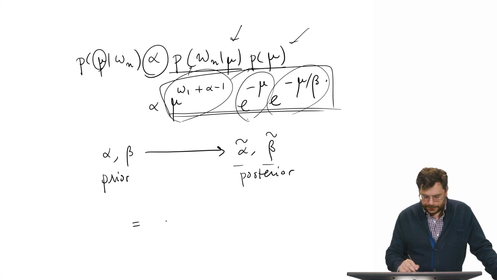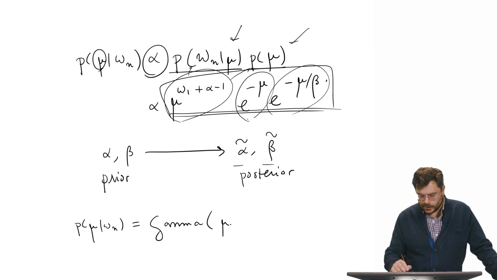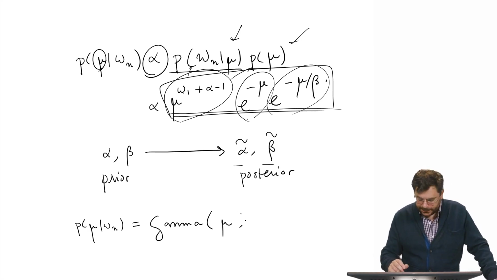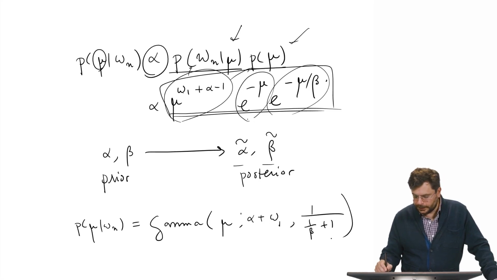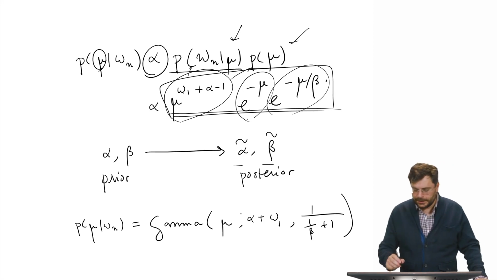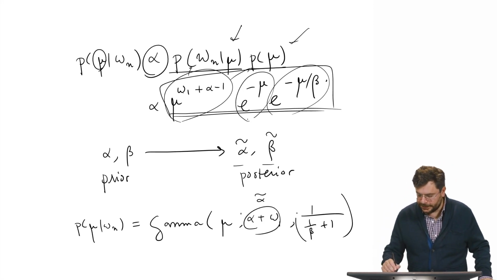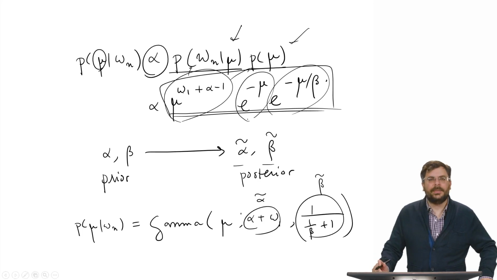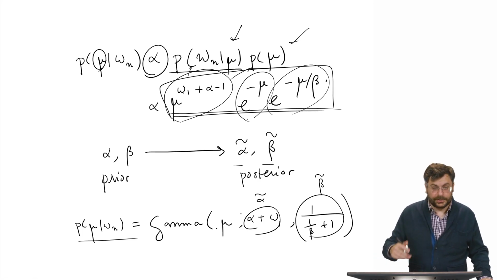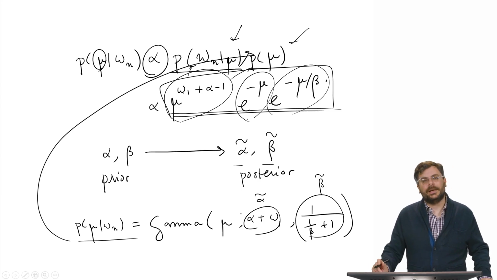And my goal is now to be able to find what this alpha tilde and this beta tilde are. If I look hard enough, what I find is that my posterior, I'll write it down and explain in just a second, is alpha plus W1, and then 1 over beta plus 1. So this is my new alpha tilde. This is my new beta tilde. So the posterior, after collecting one data point, takes exactly the same form as the prior.